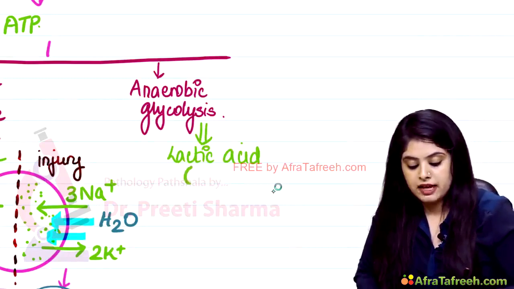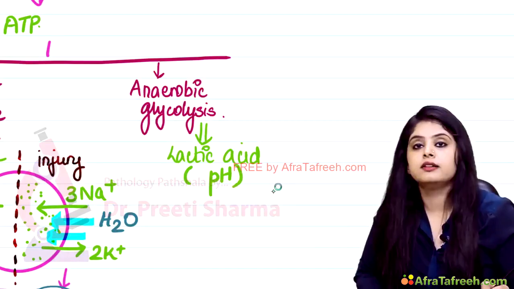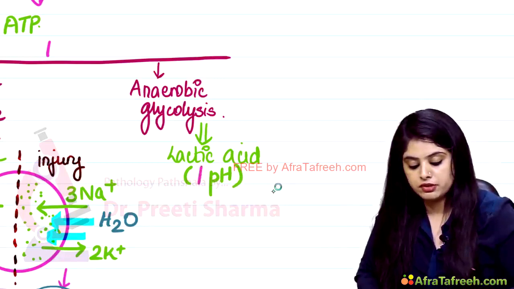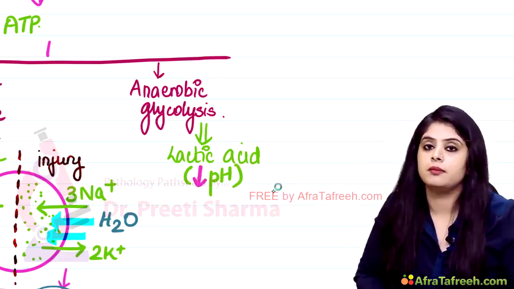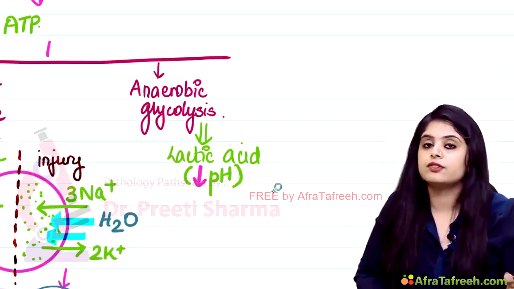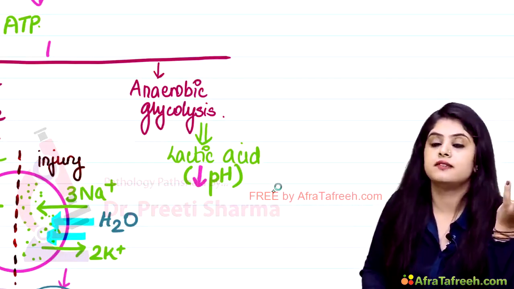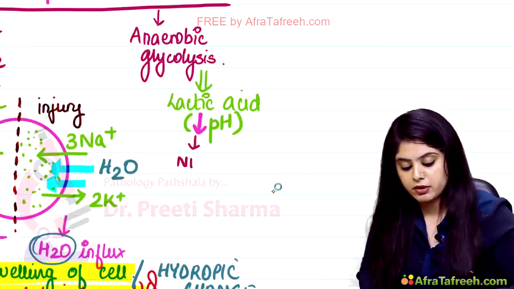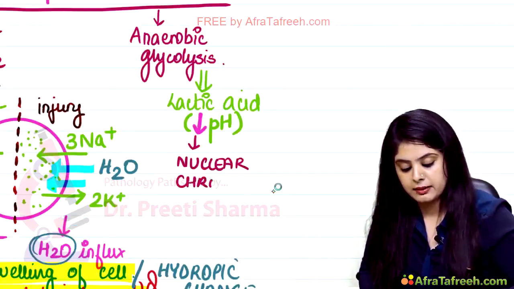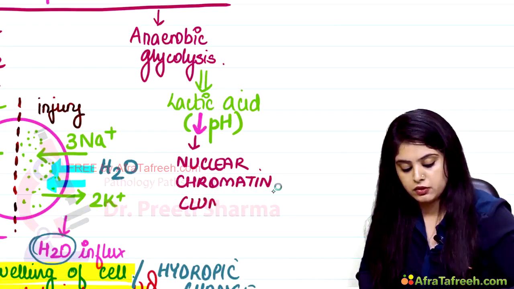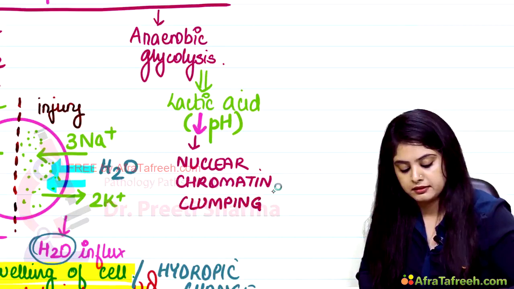What do you think will happen to the pH of the body then? You're right, the pH of the body is going to decrease, acidic environment. So because of a lack of oxygen, we have anaerobic glycolysis, because of which we have an acidic environment in the body. On top of this, there is going to be nuclear chromatin clumping.